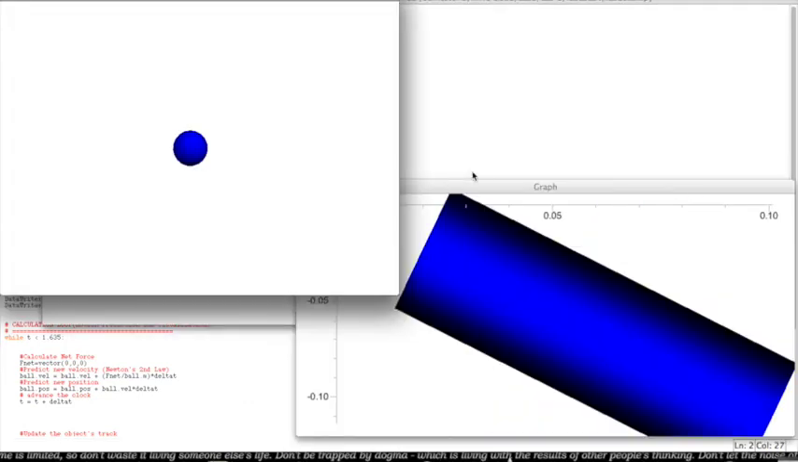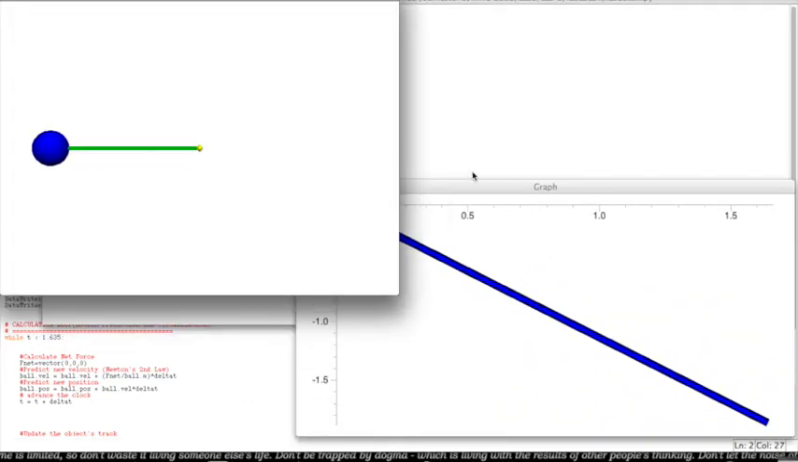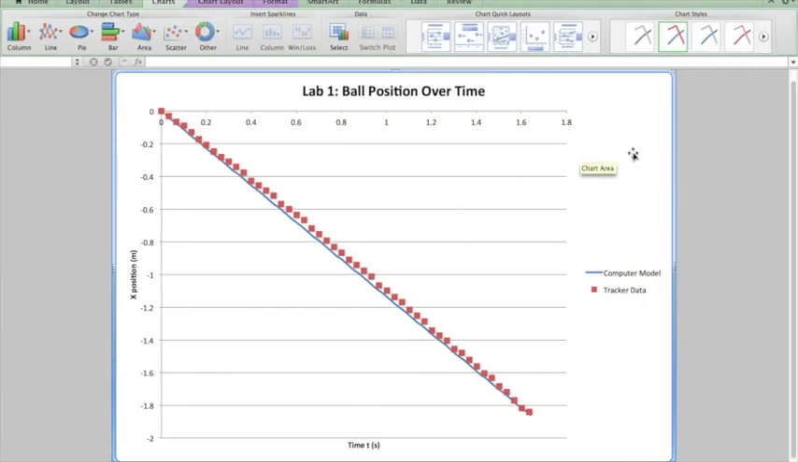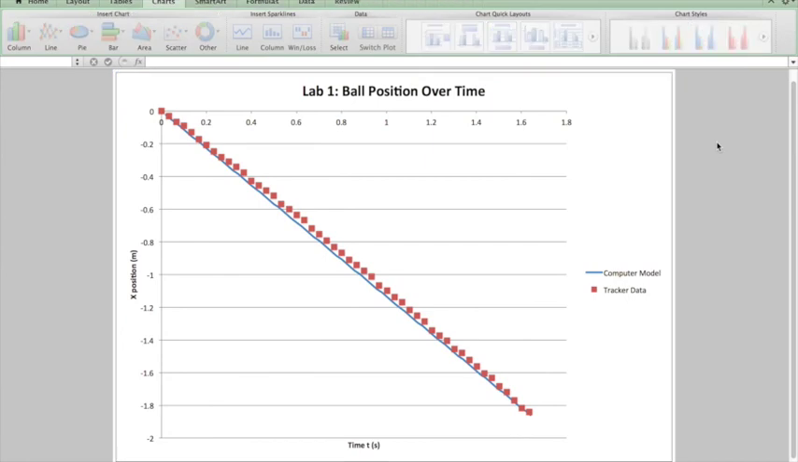Running the computer model, you can see the window on the left is a visual representation of the motion of the ball. And on the bottom right, here's a graph showing the object's position over time. Putting all this data into Excel, you can see that the tracker data is modeled by the computer model almost perfectly, if a little underestimated by it.